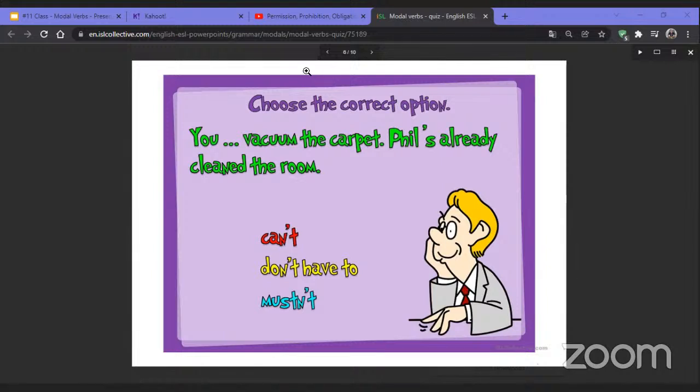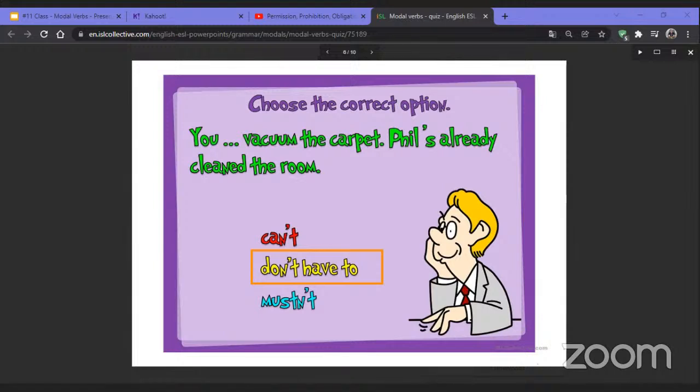No. I will say don't have to. Yep. Because if you say mustn't, you must not. That somebody's telling you it's forbidden to do something. So you mustn't vacuum the carpet means that you have a bad back or something and your doctor says you mustn't vacuum the carpet. But you don't have to vacuum the carpet. It's not necessary because Phil cleaned for you. Yes. That's okay, wonderful. So the correct one in this case is don't have to.